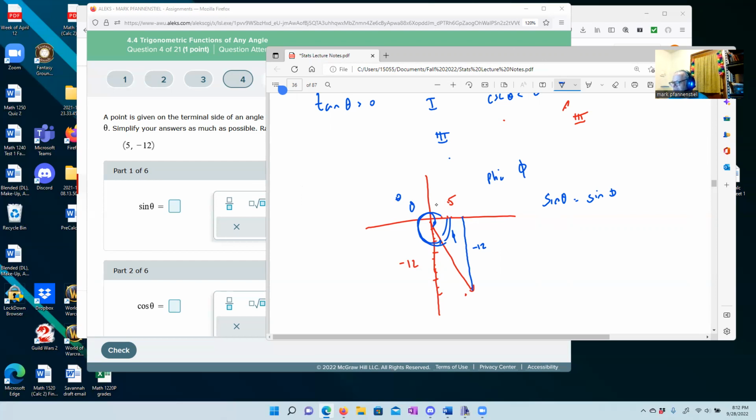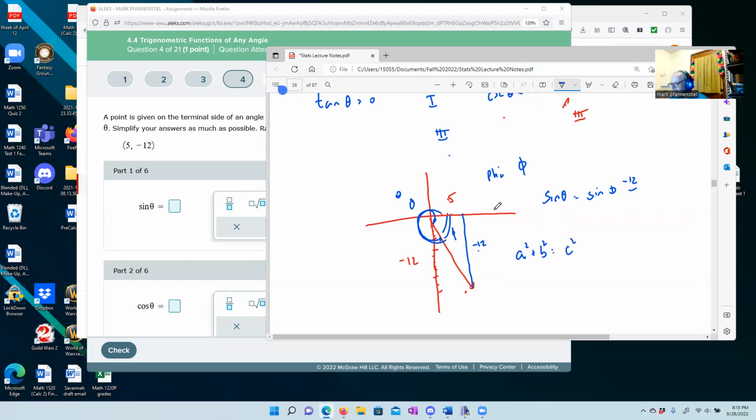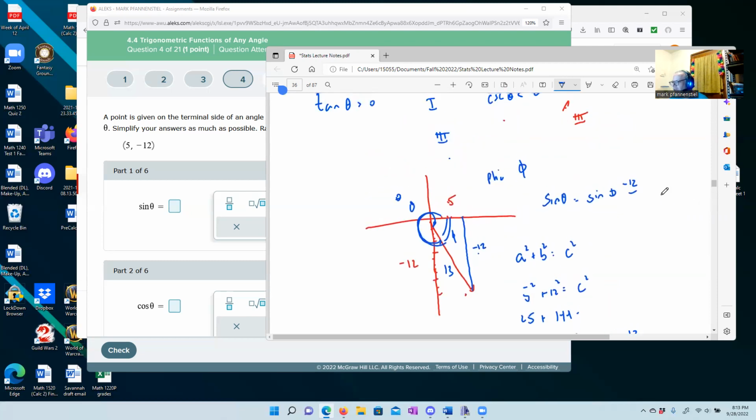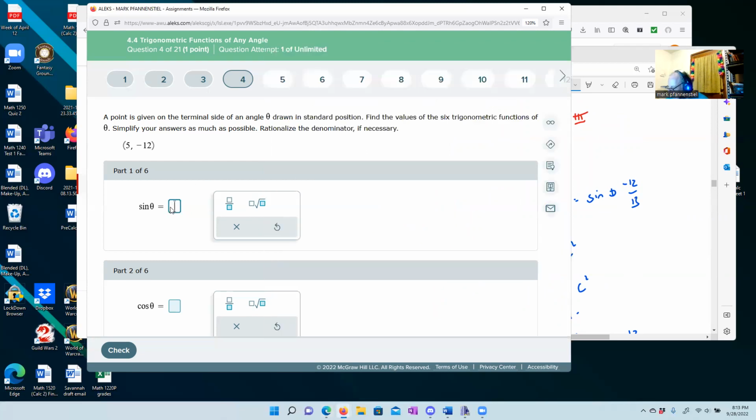This is the opposite value, negative 12. Then we have to figure out the hypotenuse. We have a squared plus b squared is equal to c squared. I hope that isn't a surprise. So 5 squared plus 12 squared is equal to c squared. 25 plus 144 is 169, so c would be 13. This hypotenuse is 13. So sine is negative 12 over 13.